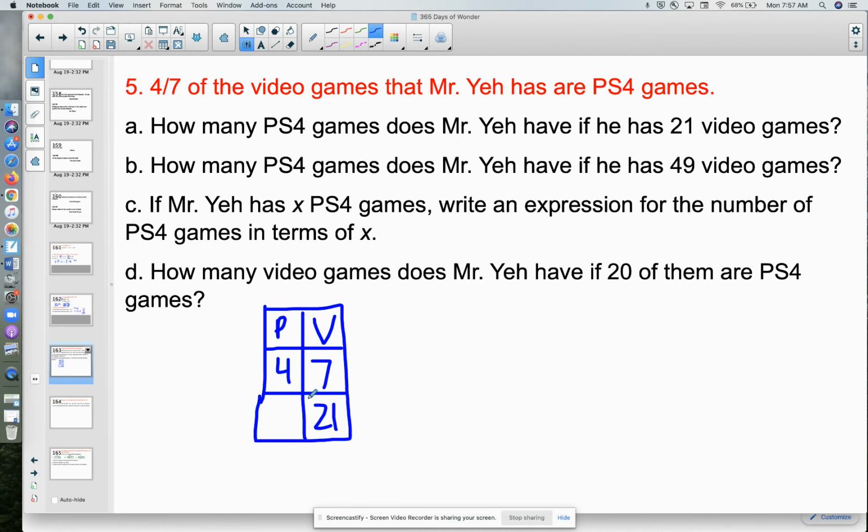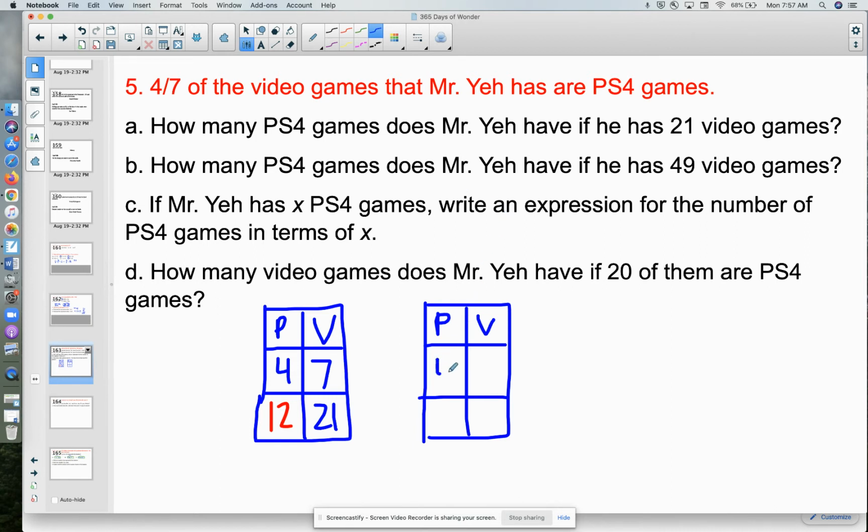So I can cross multiply and divide, and I would get 12. Okay, so that's A. And then I would do it again for B. So P and V. How many PS4 games does Mr. Yahya have? He has 49 video games. So again, we're going to use the ratio 4:7. 49 video games.